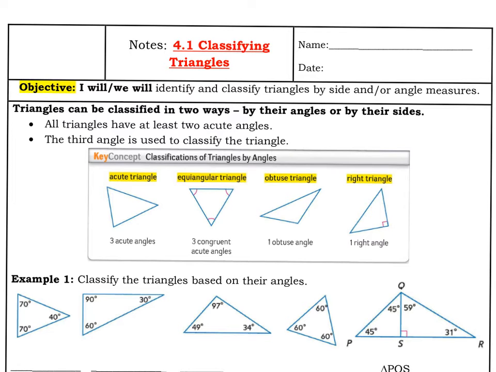Hey everybody, welcome to Chapter 4, Section 1, Classifying Triangles. In this video, we're going to classify triangles based on their sides or their angle measures, okay?